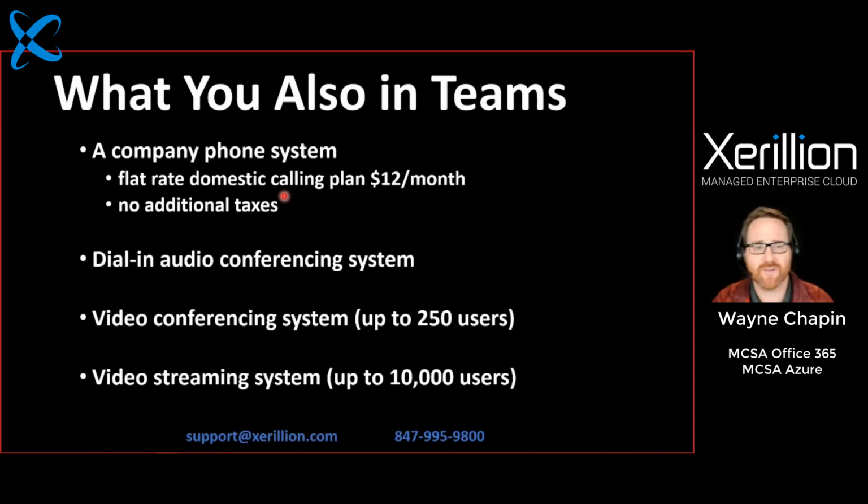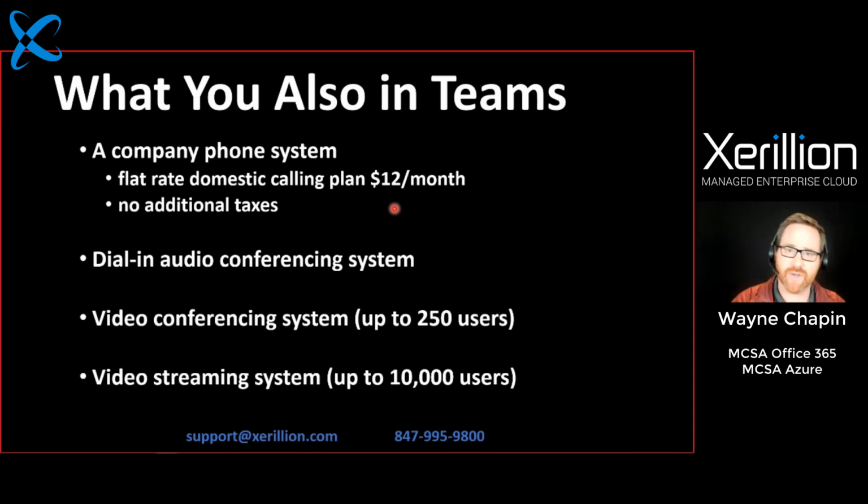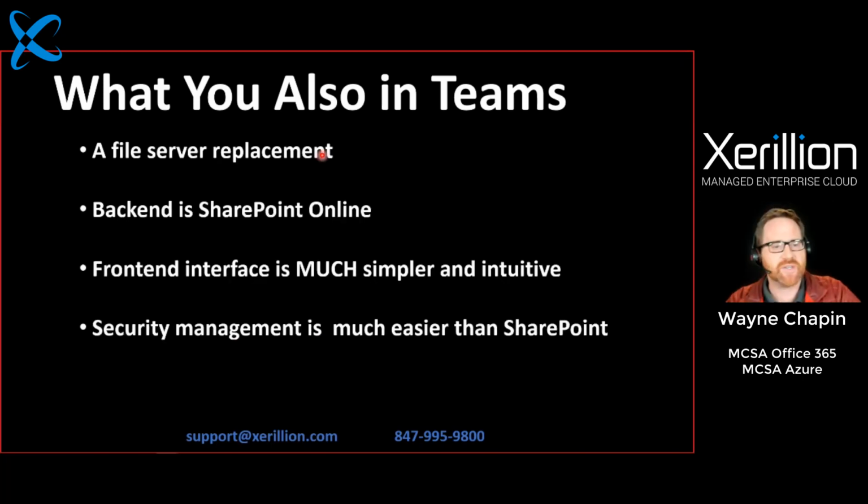And then inside of Teams, then of course you get the phone system. And a flat rate domestic calling plan is $12 per month. And there are no additional taxes on top of that $12 per month. Microsoft has a web page where it shows that they pay the taxes inside the $12. So for most phone plans, you take whatever the rate is and you have to add on another 30-35%. You have a dial-in audio conferencing system, the video conferencing system, and the video streaming system. And as I mentioned before, you get a file server replacement, and the back end is SharePoint Online. It's not something different, it's just the interface is different.